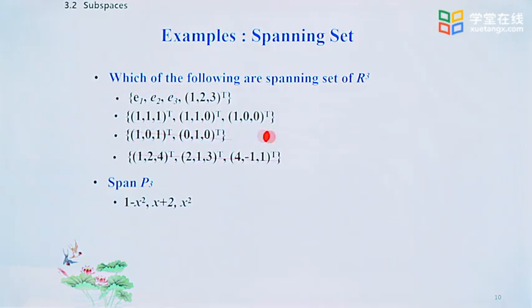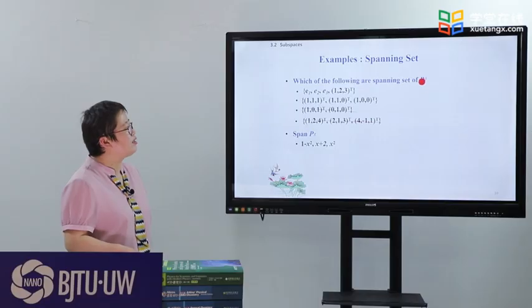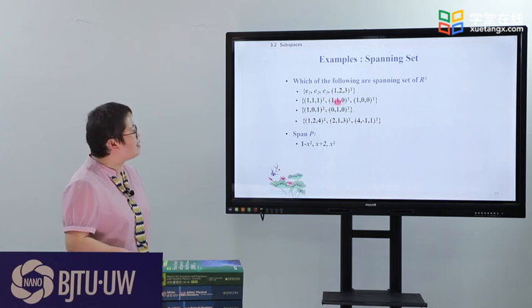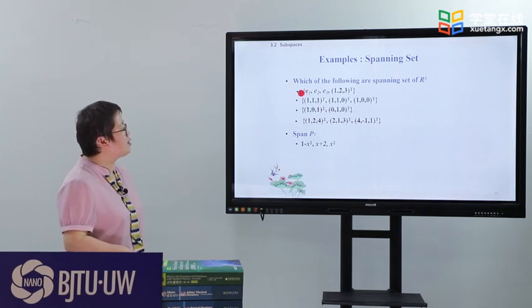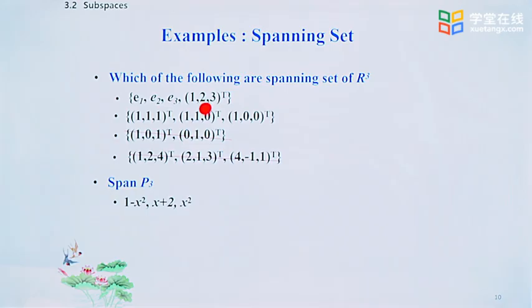How about the second set of vectors? Here is 1, 1, 1, here is 1, 1, 0, here is 1, 0, 0. This one is also a spanning set of R3. You can consider expressing an arbitrary vector in R3, for example x1, x2, x3, as a linear combination of these three vectors: alpha times 1, 1, 1 plus beta times 1, 1, 0 plus gamma times 1, 0, 0. And you can find that this system is consistent. So this is a spanning set of R3.